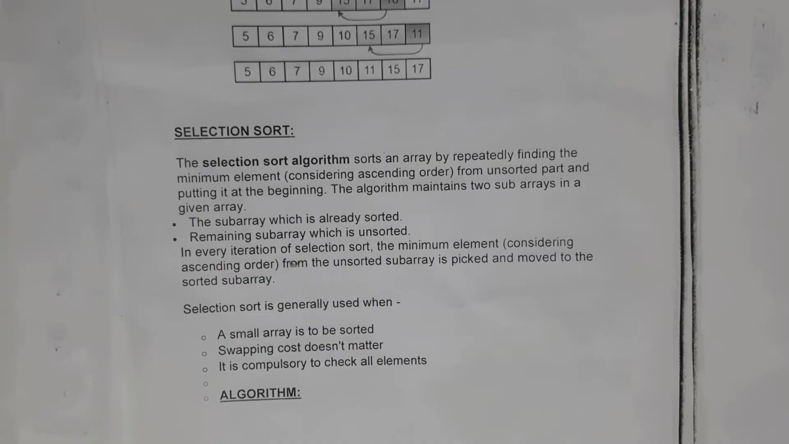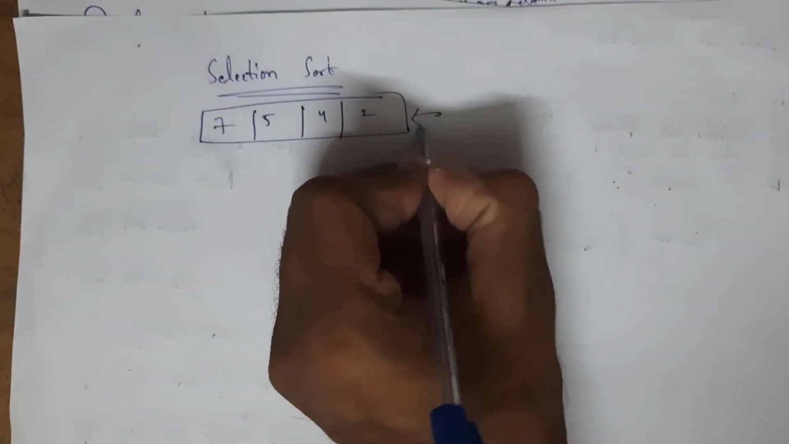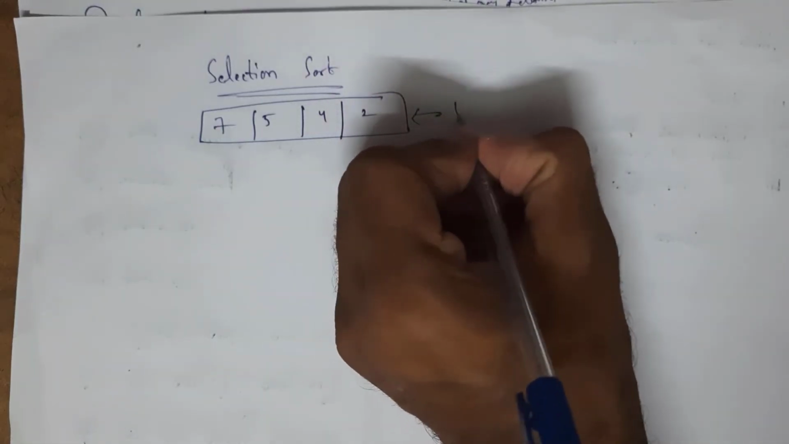I will give one example so that you can clearly understand how selection sort will work. This is an unsorted array. Now we need to sort this array by using selection sort. Selection sort maintains two arrays. One is a sorted array and one is an unsorted array. So let us consider this as the unsorted array because this is not in proper order.